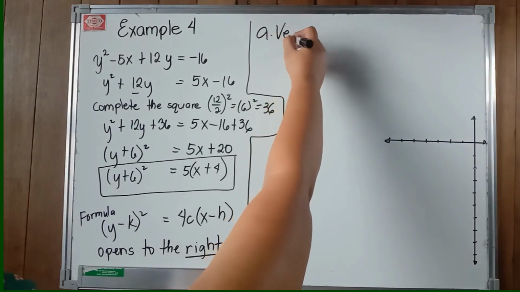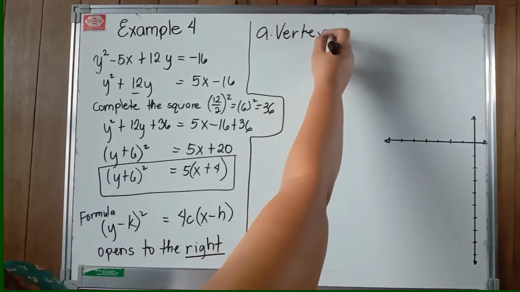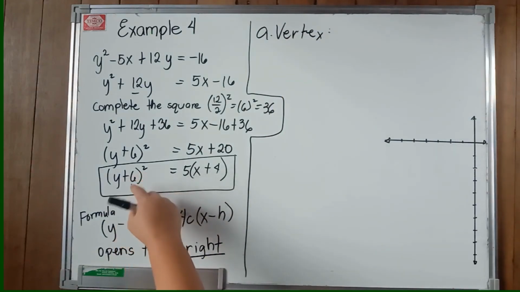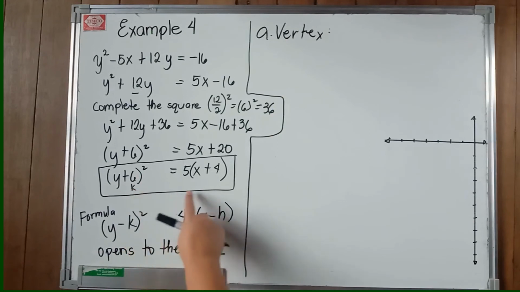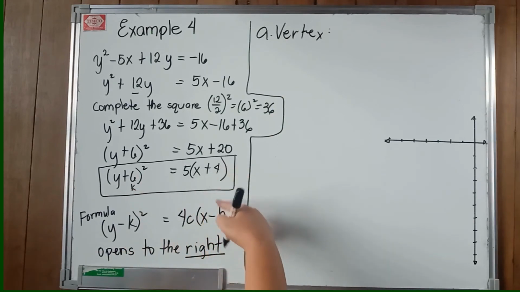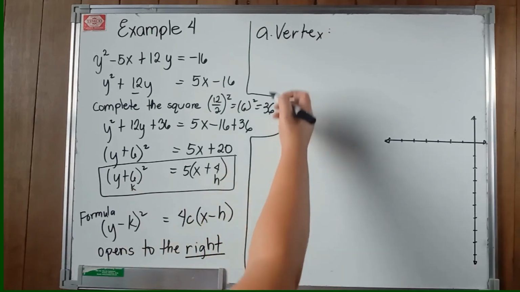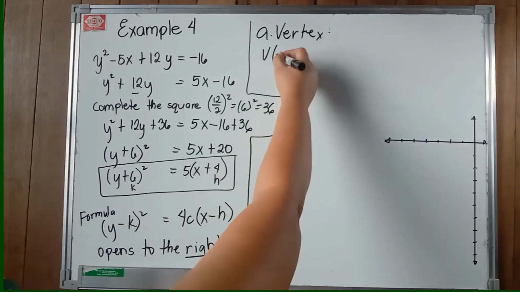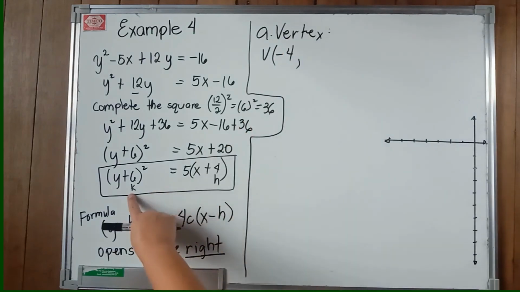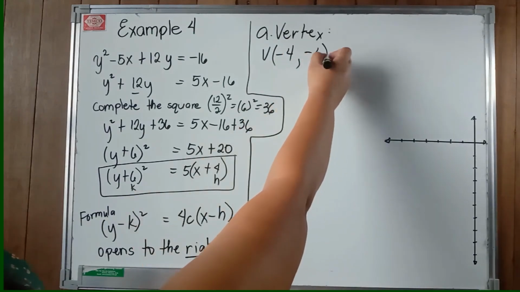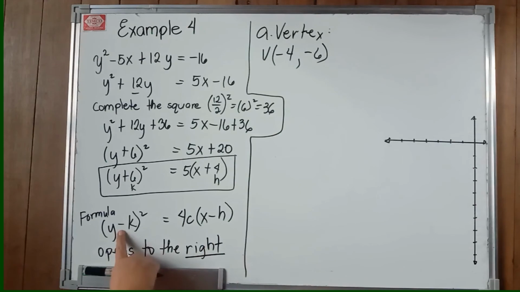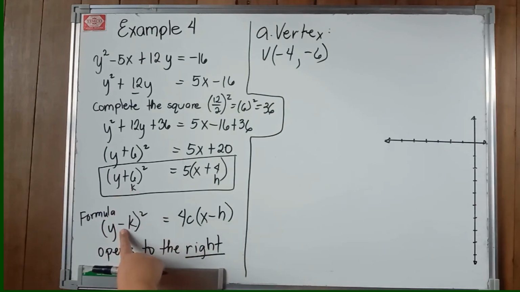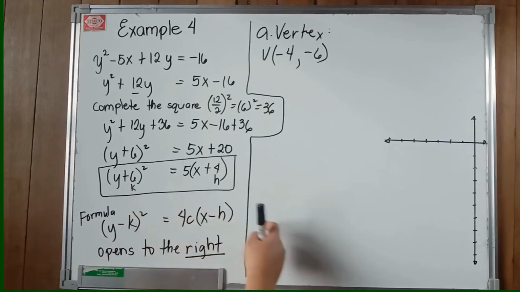So let's have first the vertex of our parabola. So our k is 6. Positive siya doon, ilalagay natin negative because negative times negative is positive. So our h is negative 4. And our k is negative 6. Pansinin nyo yung formula, negative siya at naging positive siya doon. Ibig sabihin, negative yung ating k.